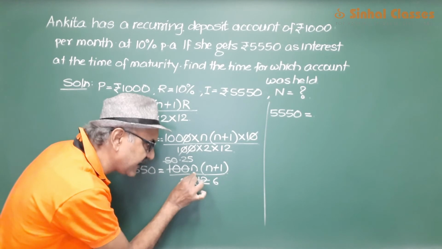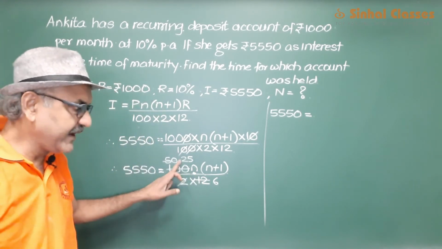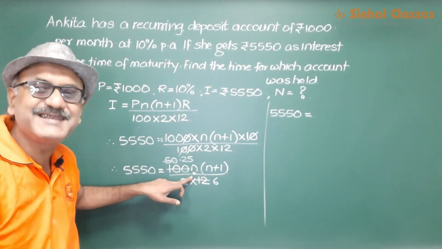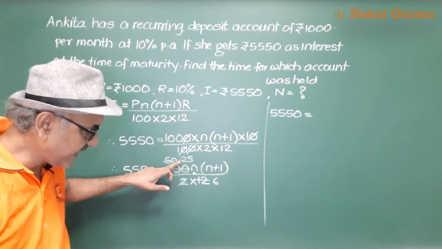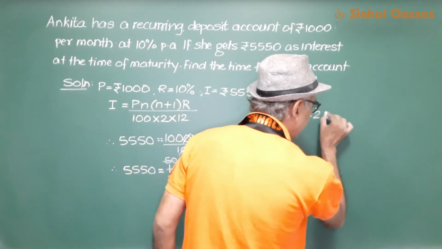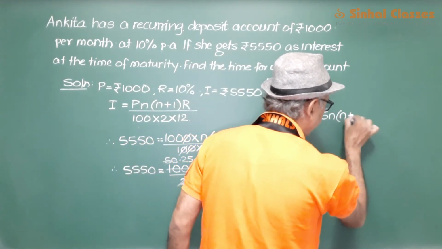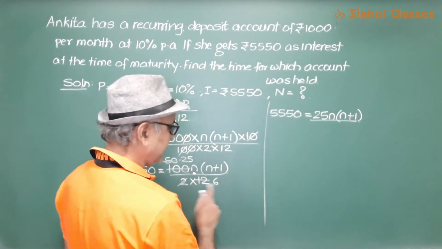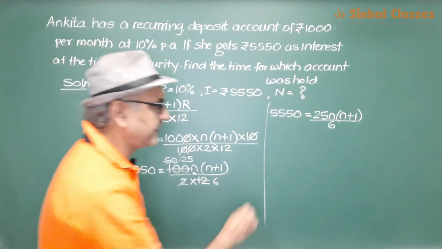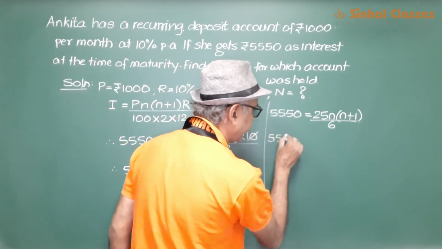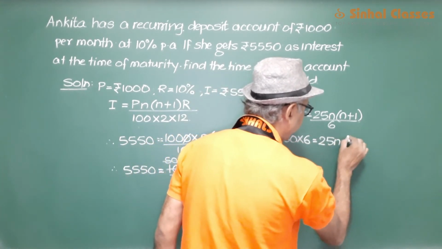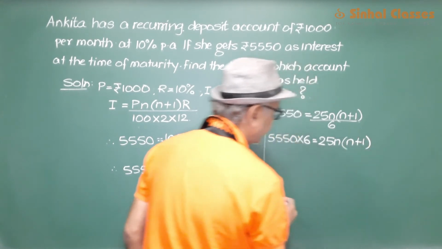Guys, remember this again. When you are actually multiplying this and solving this, what happens is you forget to write this n, you forget to consider this n. Don't do that. 25 multiplied by n plus 1. So this is 25 n plus 1 upon 6. Let us cross multiply this. 5550 into 6 is equal to 25 n plus 1.